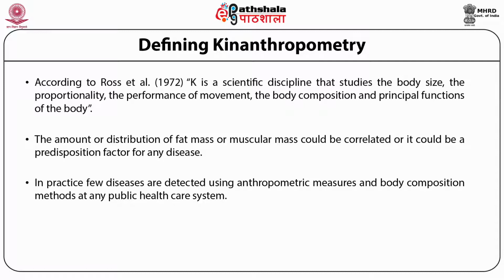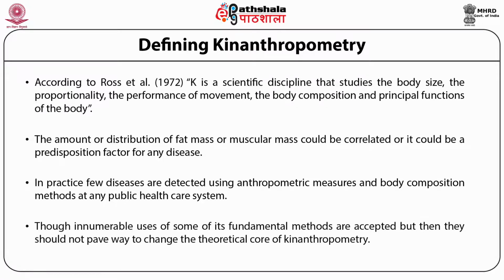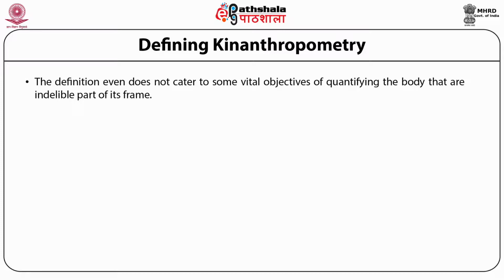yet this is not built within the kinanthropometric viewpoint because of the absence of movement prediction probability in those diagnoses. Though innumerable uses of some of its fundamental methods are accepted, they should not pave the way to change the theoretical core of kinanthropometry. The definition even does not cater to some vital objectives of quantifying the body that are an indelible part of its frame. Ross et al. in 1978 again defined kinanthropometry as the application of body measurements to the study of human size, shape, proportion, composition, maturation, and gross function, so as to help to understand human movement in relation to growth, exercise, performance, and nutrition.